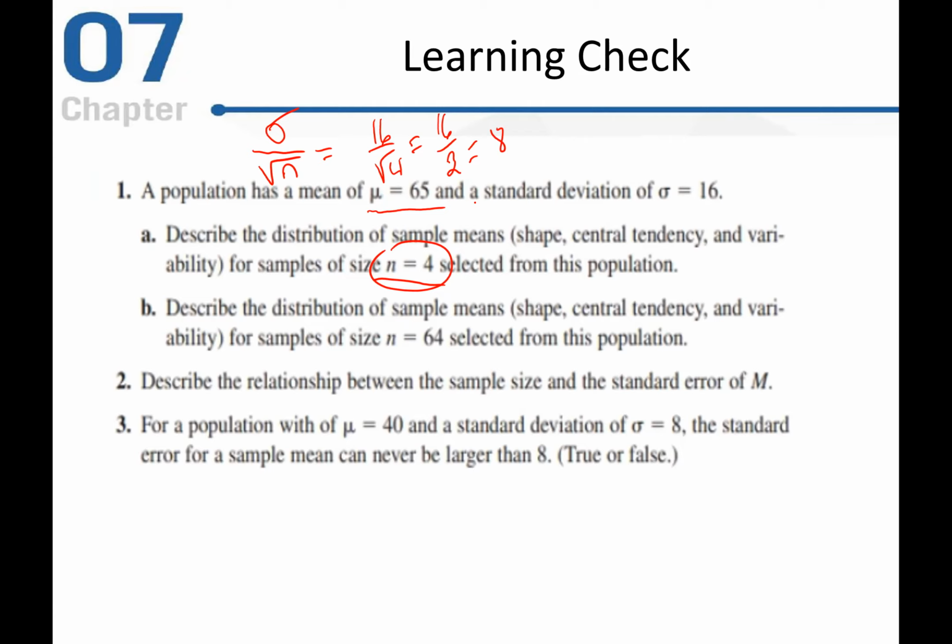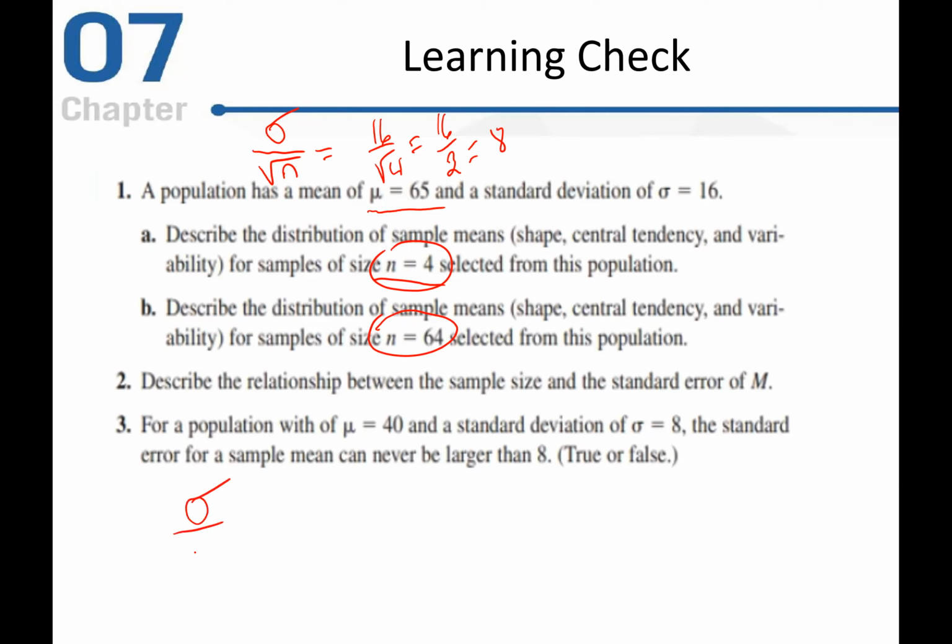All right, so let's do B. Describe the distribution of sample means, the shape, central tendency, and variability for samples of size n equals 64 selected from this population. Well, now the sample size is large enough that we can talk about the shape, and not just the central tendency and the variability. So let's do that.